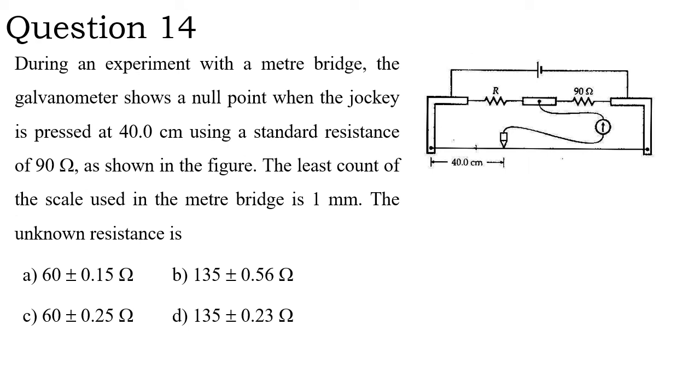During an experiment with a meter bridge, the galvanometer shows a null point when the jockey is pressed at 40 centimeter using a standard resistance of 90 ohm as shown in the figure. The least count of the scale used in the meter bridge is 1 millimeter. The unknown resistance is found to be. So here the four options are given. Now let us proceed to the solution.